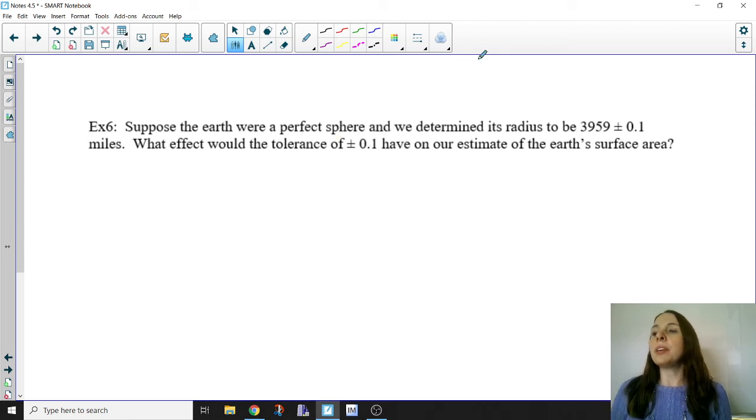Suppose the Earth were a perfect sphere and we determined the radius to be 3,959 plus or minus a tenth miles. The question is, what effect would the tolerance of plus or minus a tenth have on our estimate of the Earth's surface area? So this is saying if we are off in our estimate of the radius of the Earth by just a tenth of a mile in either direction, meaning over by a tenth or under by a tenth, what effect is that going to have on how far we are off by the surface area of the Earth? In order to do this, we need the surface area formula for a sphere, which is 4 pi r squared.